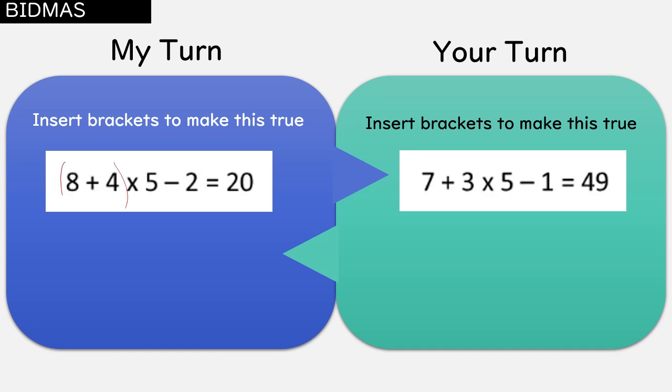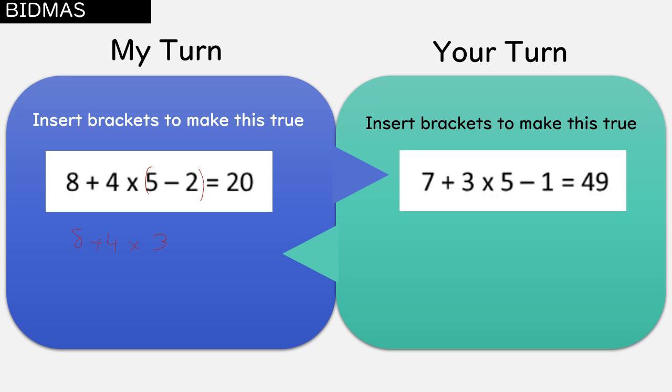What would that give me? Well, I've got to do brackets first, 8 plus 4. Then I've got to do timesing, which is 12 times 5. That's way too big. That's going to give me 58. So just work your way along and see where you think the brackets could go. Maybe this time I think they're going to go here. Is that going to work? Well, I've got to do the brackets first, so everything else stays the same.